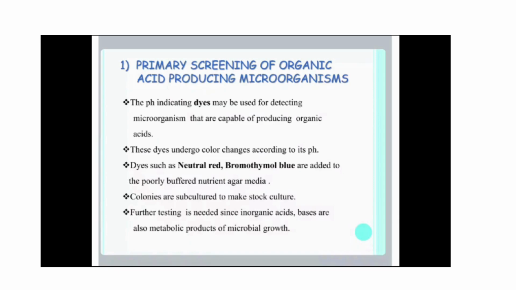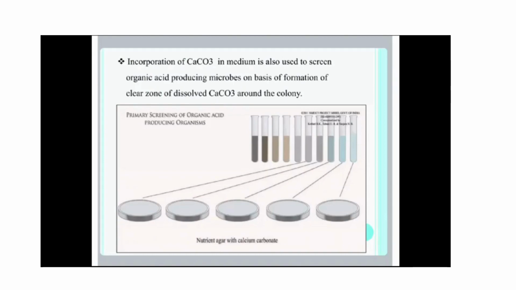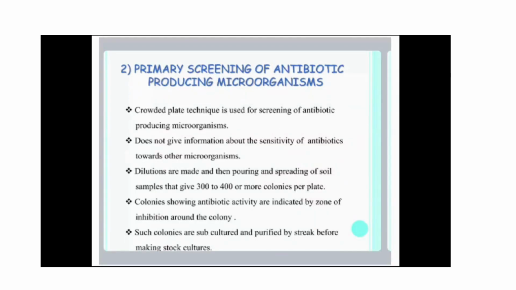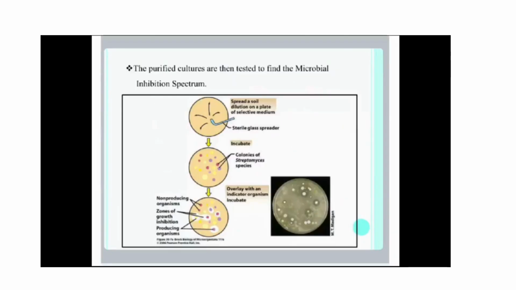The dyes undergo color changes according to pH. The dyes are neutral red and bromothymol blue. Incorporation of calcium carbonate into a nutrient medium is used to screen the organic acid producing microbes. The second type is antibiotic producing microorganisms. Here the crowded plate technique is used. This does not give information about the sensitivity of antibiotics towards other organisms.